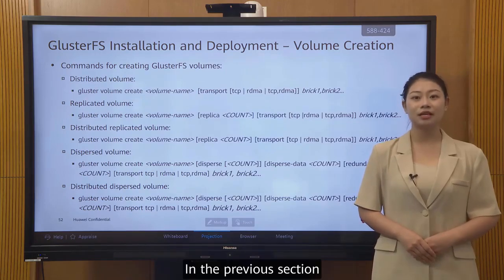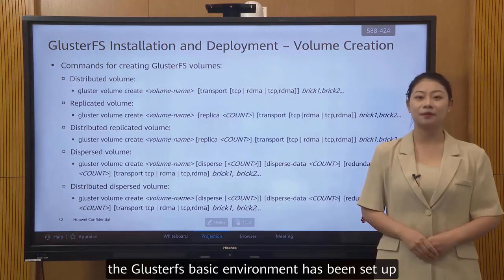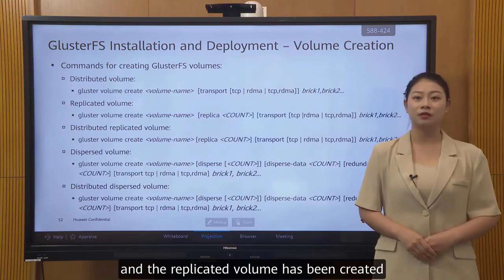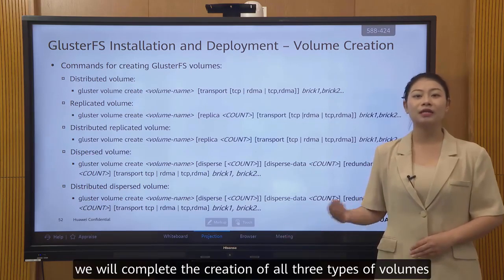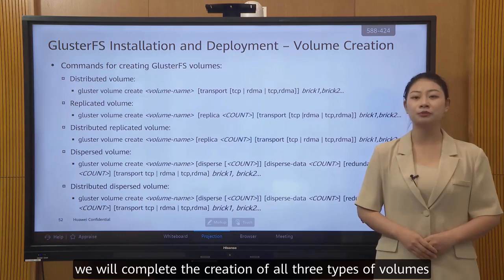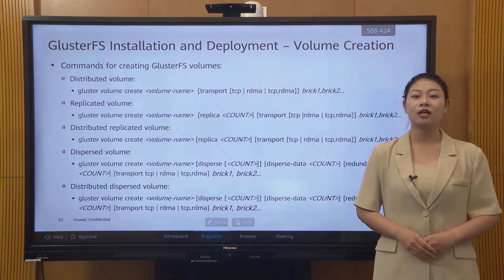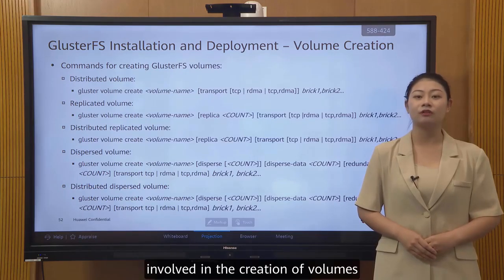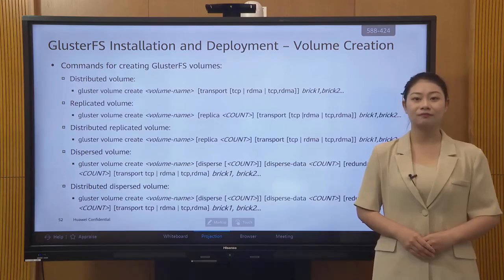In the previous section, the GlusterFS basic environment has been set up and a replicated volume has been created to test the service. From this section, we will complete the creation of all three types of volumes and learn the key parameters involved in the creation of volumes. Now, let's learn about the experiment.